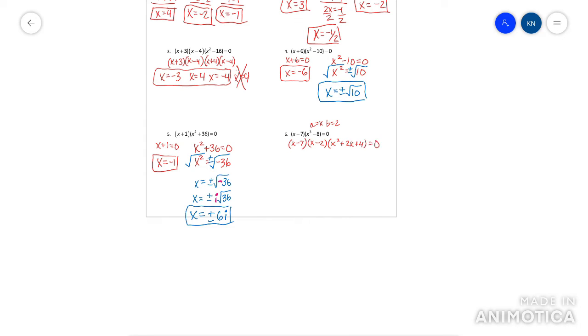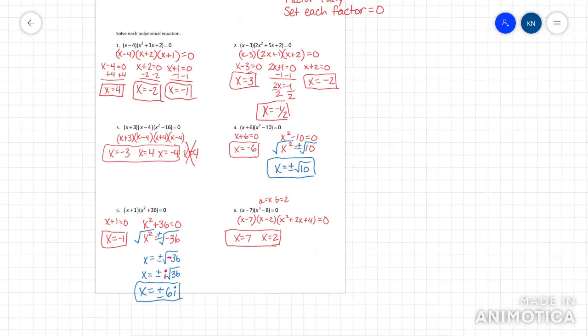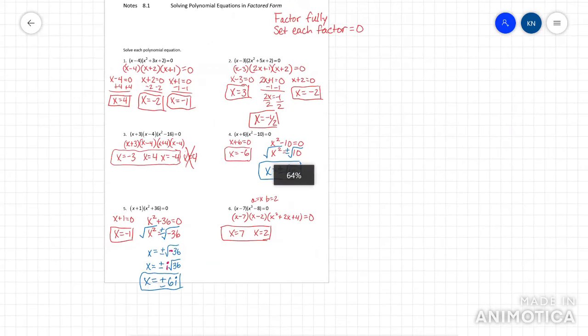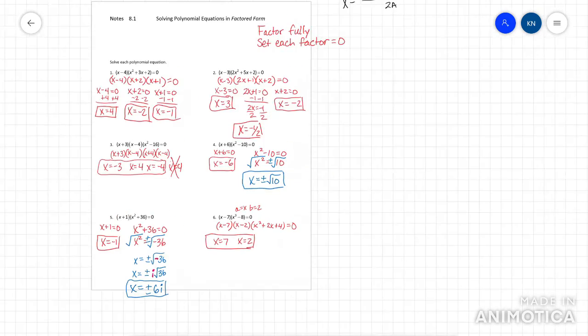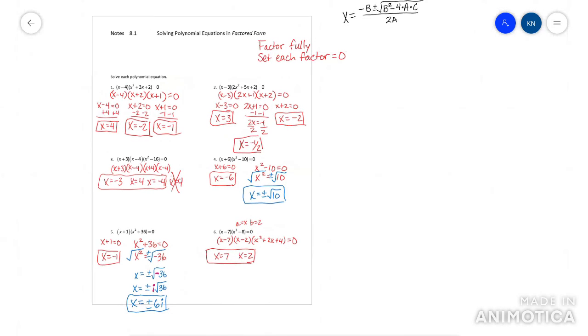This all equals 0. So you're going to stick to the plan and set each factor equal to 0. So like this one's going to be 7, and this one's going to be 2. Those are the easy ones. But for this last part right here, this trinomial, it will not factor further. So that's considered fully factored. And so once it's fully factored and you have a trinomial that you need to solve, you're going to have to run the quadratic equation if you can't factor it, which we cannot do.